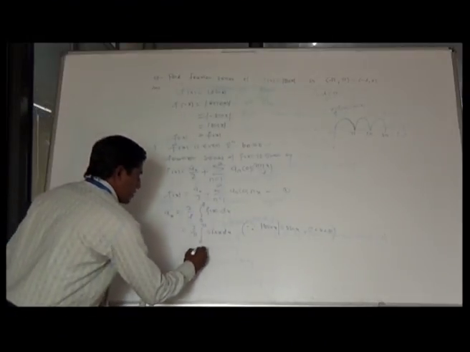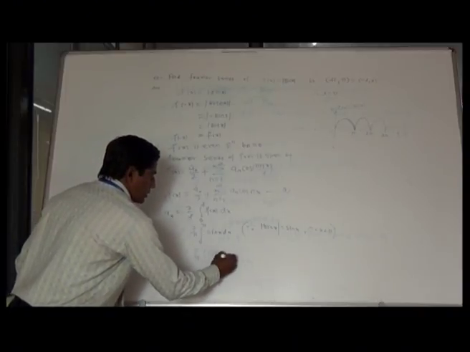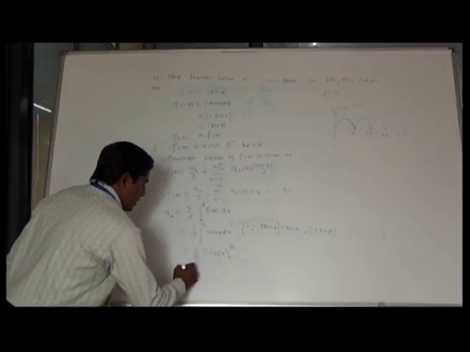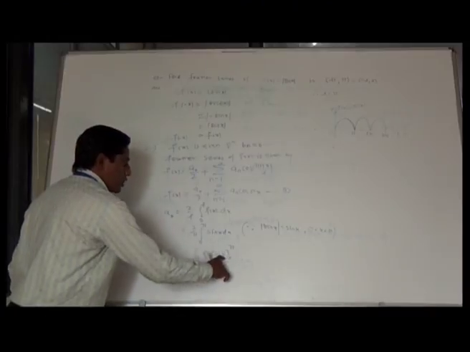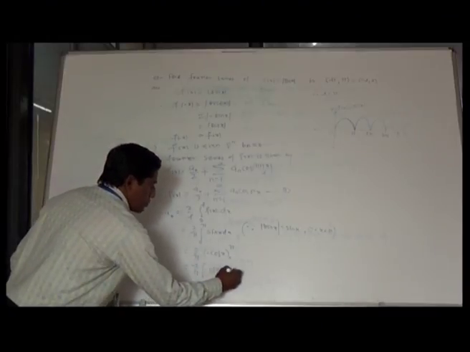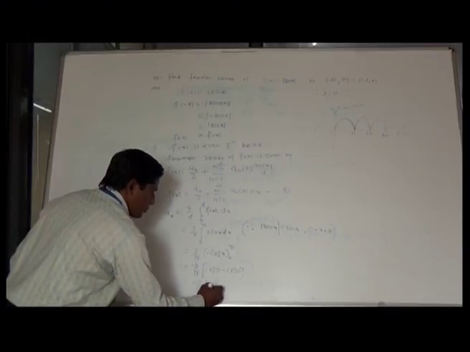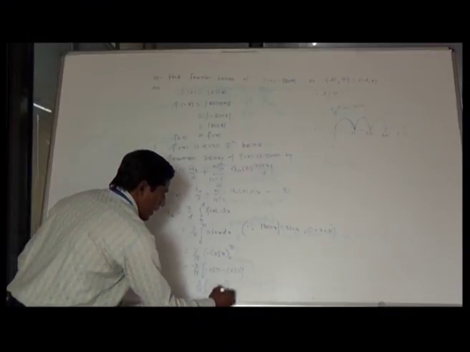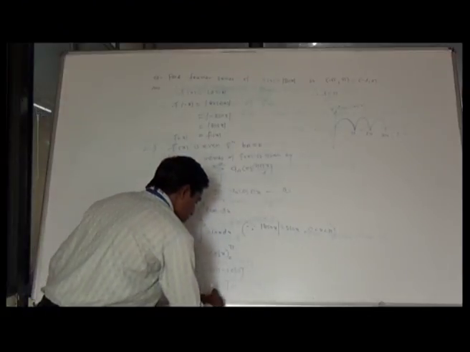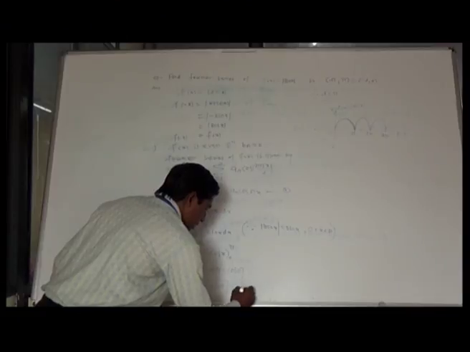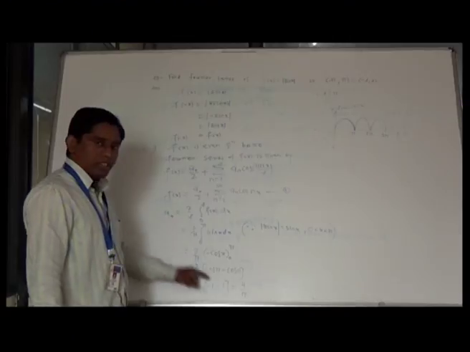Now it is the same as 2 upon pi. Integration of sin x is minus cos x, limits are 0 to pi. It is the same as 2 upon pi, take the minus sign outside. Substitute the upper limit, cos pi minus cos 0. Minus 2 upon pi. Cos pi is minus 1, cos 0 is 1. So minus 2 minus 2, that is 4 divided by pi. This is a0.